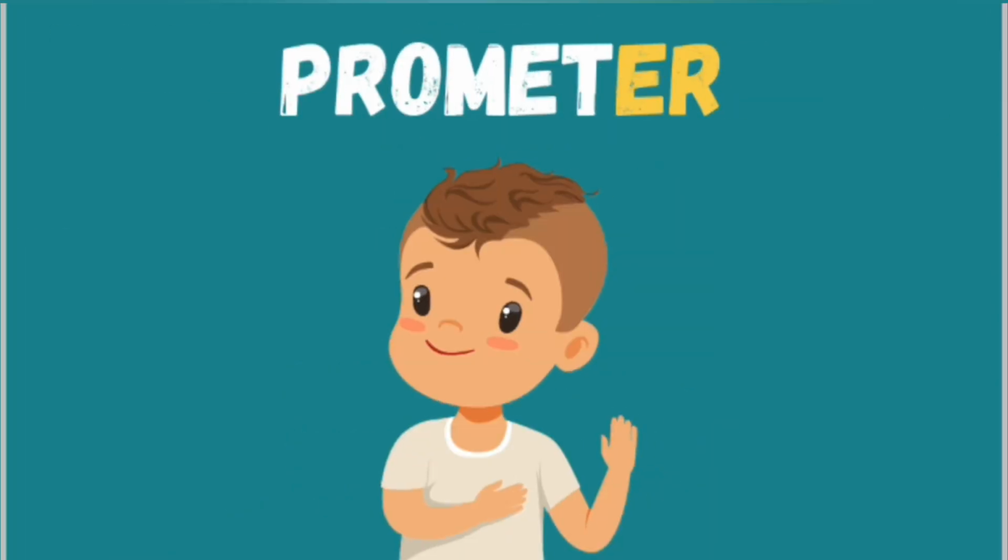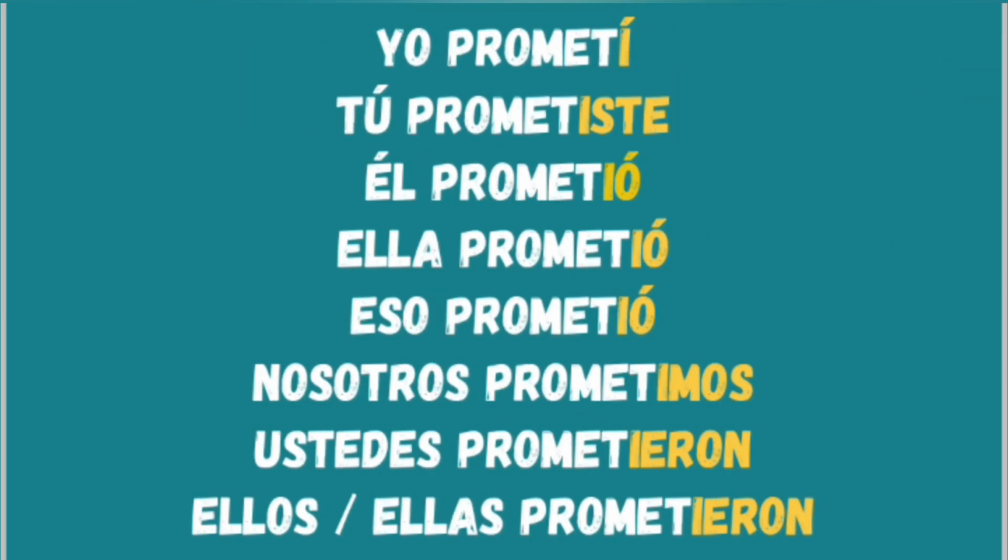Now I have this verb to promise. If you want to say to promise, in Spanish you have to say prometer. And the conjugation of this verb in English would be I promised. If you want to say I promised, in Spanish you have to say yo prometí. So check the part that is not changing because it's a regular verb. It's the root word promet.